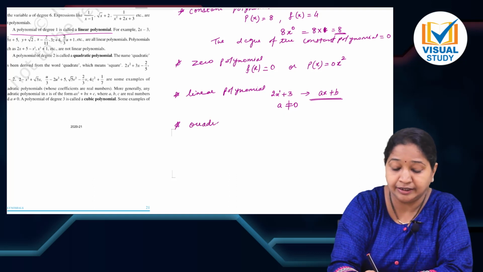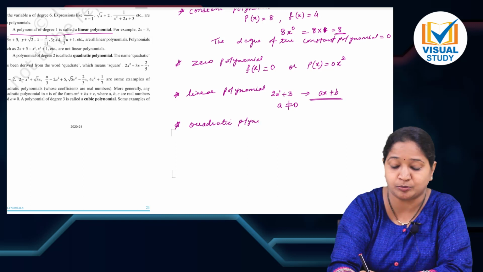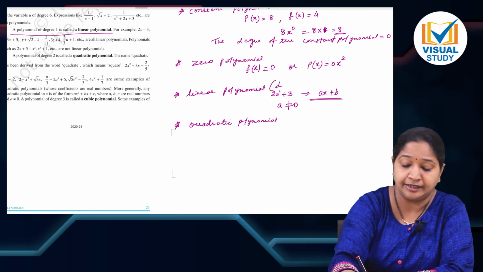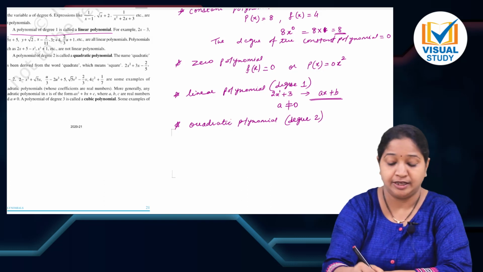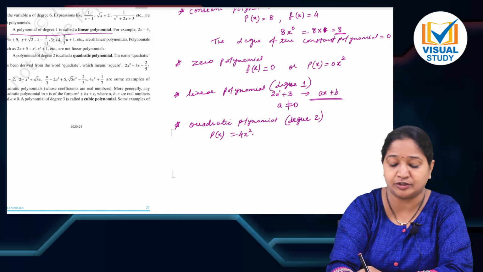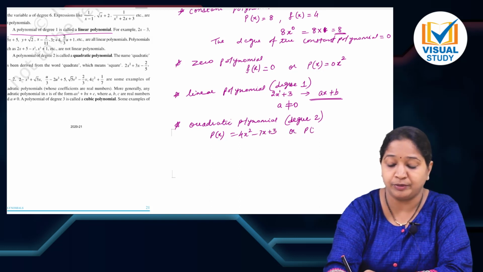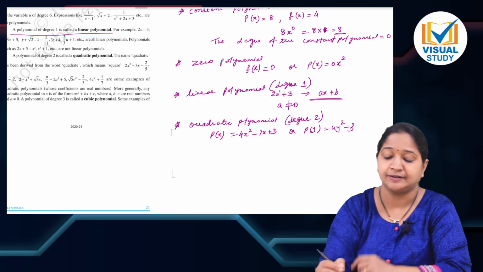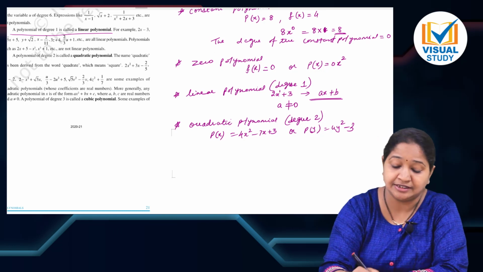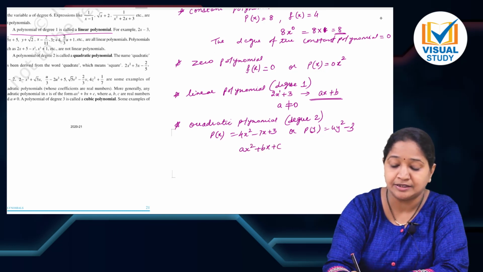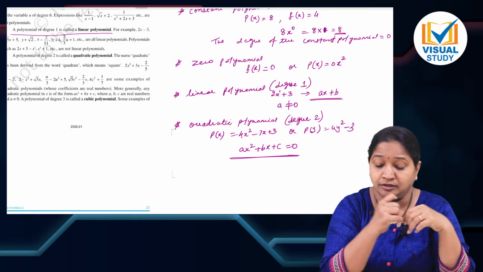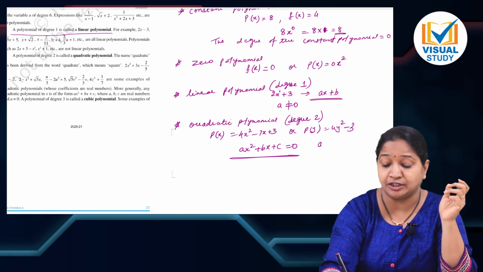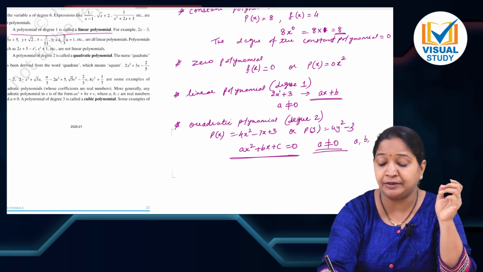What is quadratic? From the name itself you come to know: the degree of this polynomial should be 2. Example, p of x is equal to 4x square minus 7x plus 3, or p of y is equal to 4y square minus 3. The standard form is ax square plus bx plus c equal to 0. The highest degree should be 2, it should not be more than 2, and a should not be equal to 0. A, b and c are real numbers.